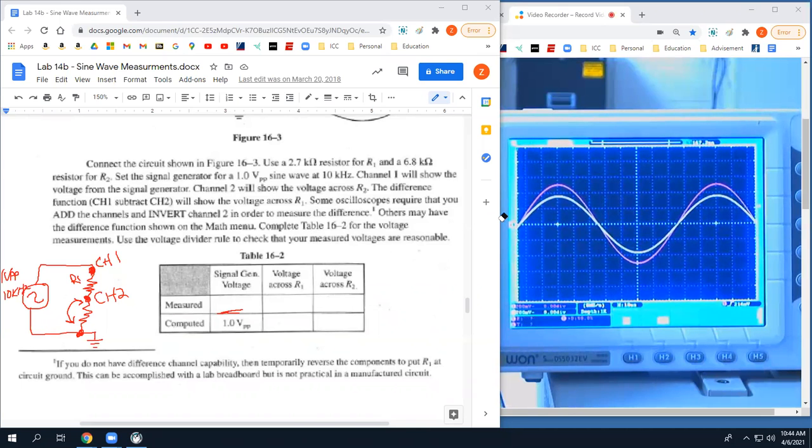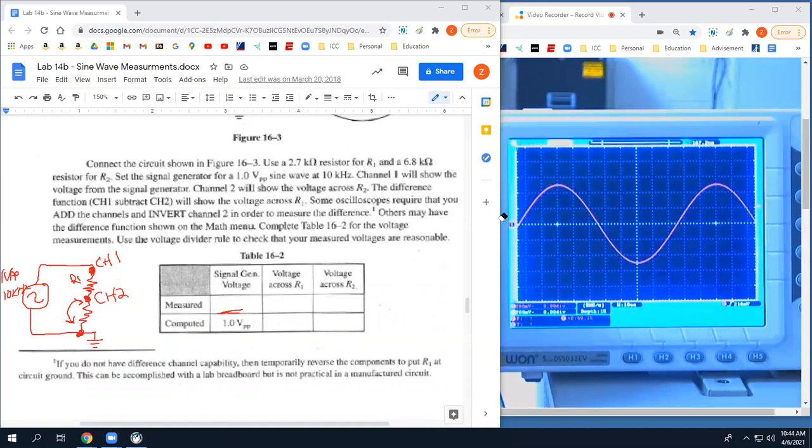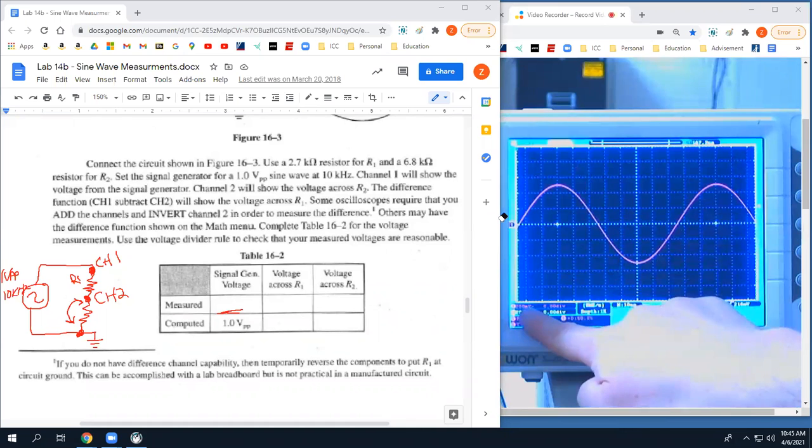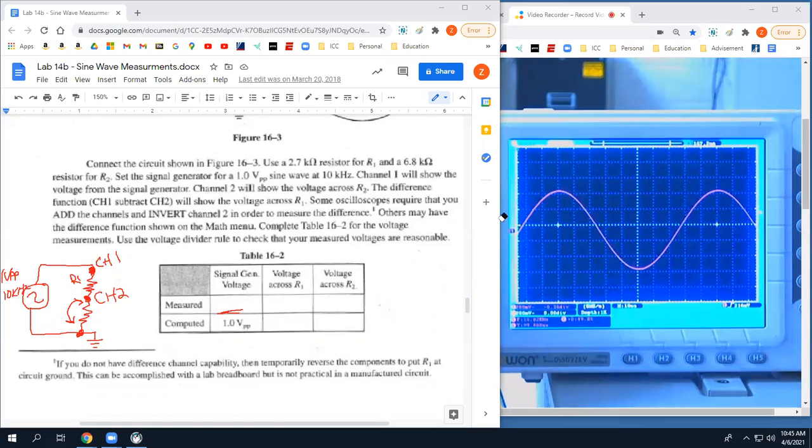The first block on the table 16-2 wants us to measure the signal generator voltage. We know channel 1 is showing us that, so how can we measure it? Count the vertical divisions, right? I'm going to turn channel 2 off because the red one is showing us what we need. And then my volts per division, I'm at 200 millivolts per division. And I'm going to change the vertical position down.